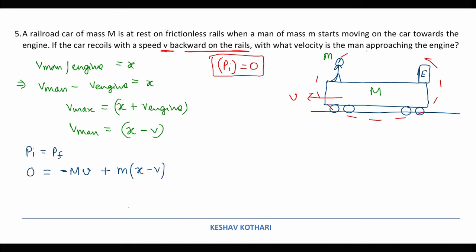So from here we can solve for x, that is Mv is equal to m into (x minus v), and from here we get x is equal to (M plus m) upon small m into v. So we obtain something like this, that is (M plus m)v upon m. So this is the velocity with which the man is approaching the engine. Let us move to the next problem.